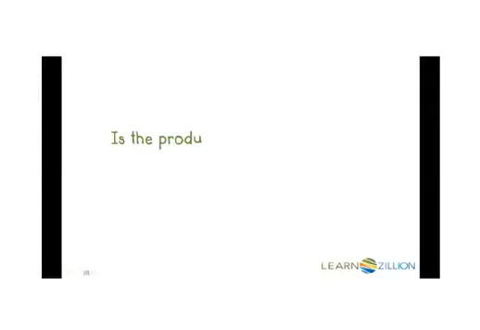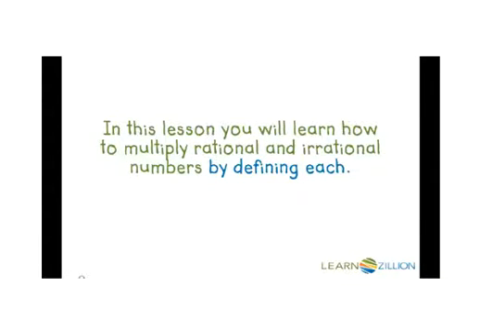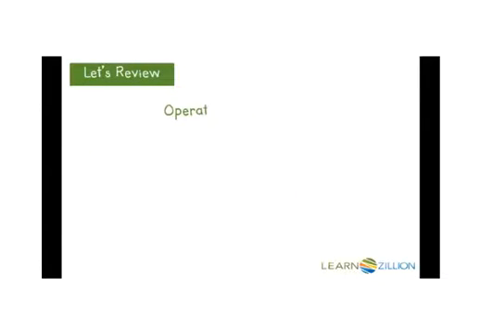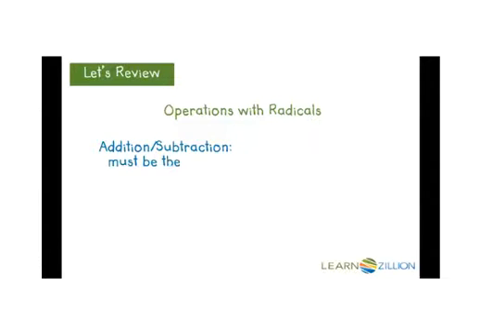Is the product of 3 square roots of 5 times 2 square roots of 3 rational or irrational? In this lesson, you will learn how to multiply rational and irrational numbers by defining each. The general rules for radicals are the same as for anything else. If you want to add or subtract, you must have the same size and type to combine the terms. If you're multiplying, you can combine any size or type.